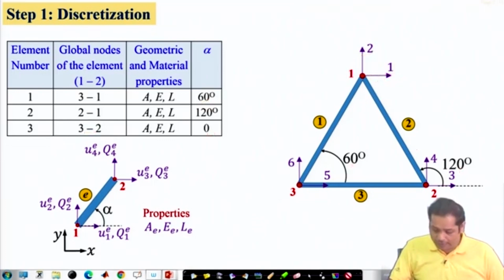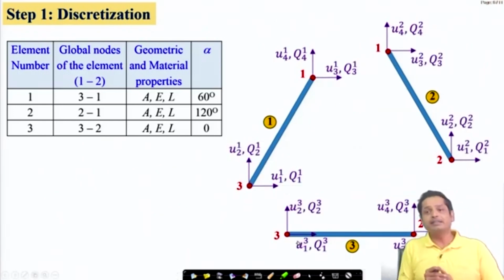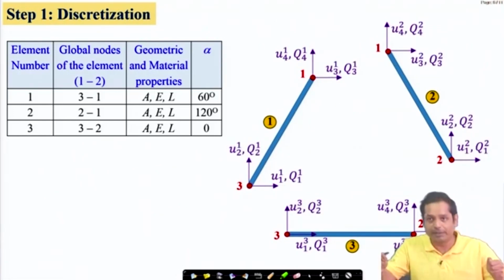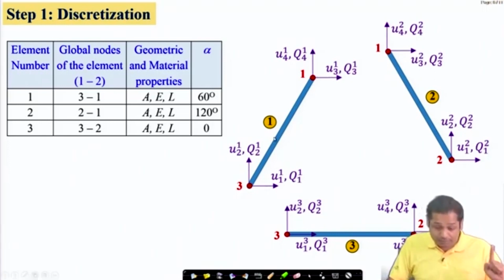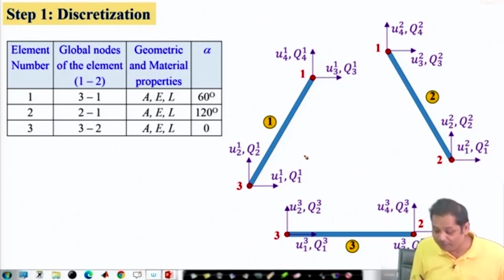So let's now discretize it. This is the discretization. Discretization means take all the members separate from the system. Now that's what I was just mentioning. This element number 1 is connected between 3 and 1, and 3 is the starting node and 1 is the second node, and that's why our degrees of freedom at the element level are defined like this.